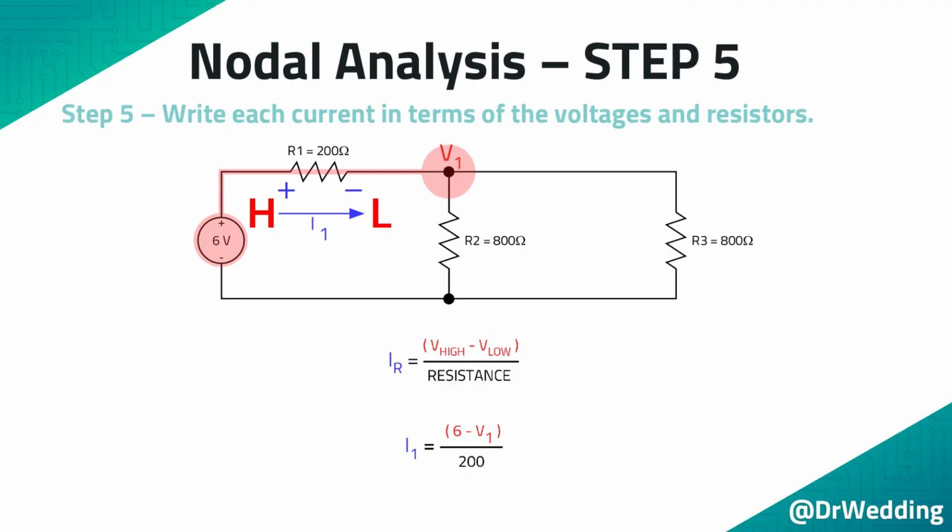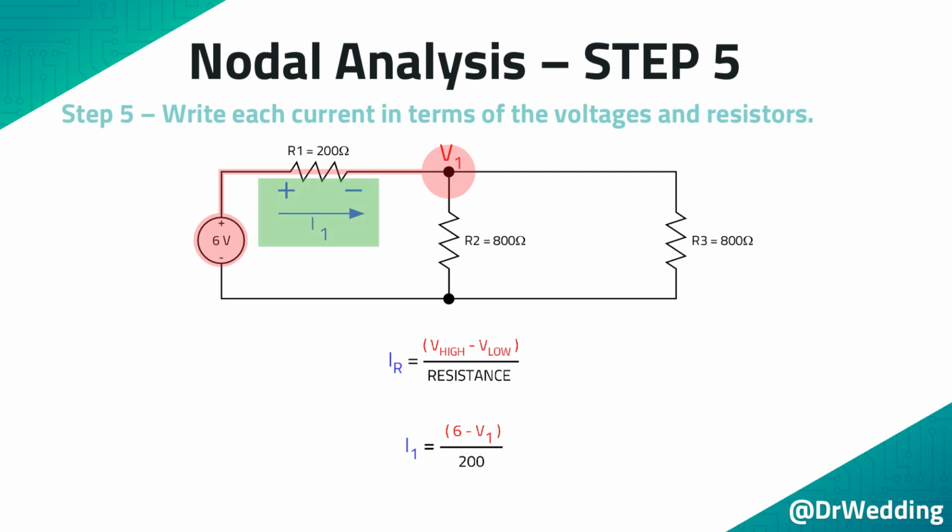In this example, the arrow representing the current direction starts at the 6 volt supply. This means the 6 volt supply is the high voltage. The arrow representing the current direction ends at the node voltage V1. This means V1 is the low voltage. Therefore, the voltage across the resistor is 6 volts minus the node voltage.